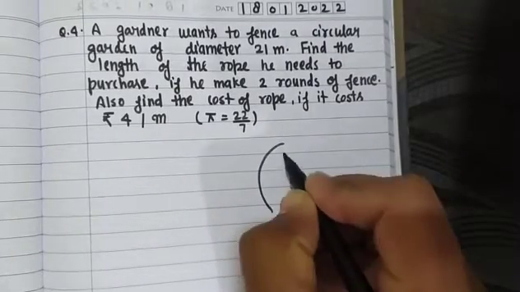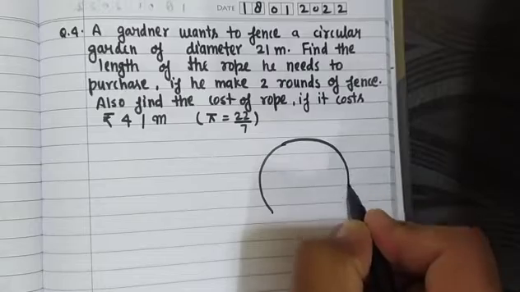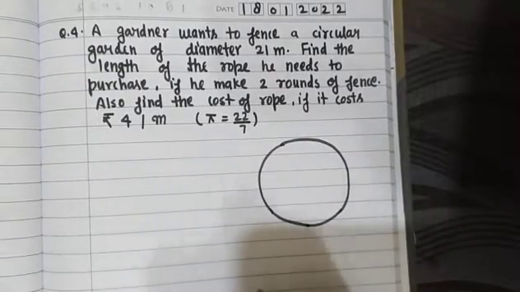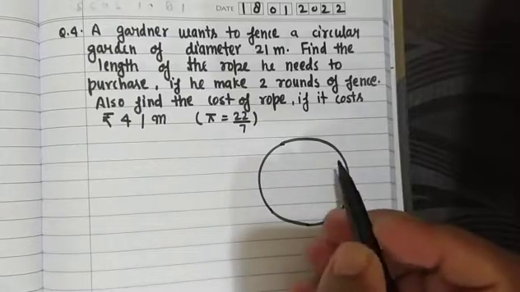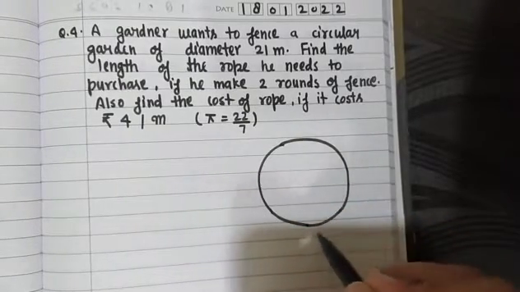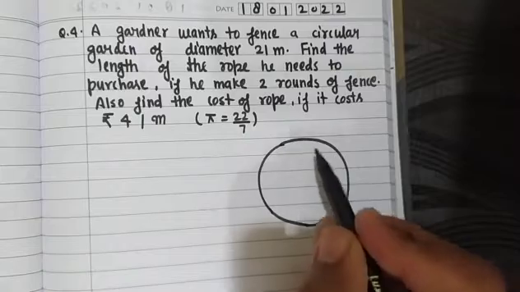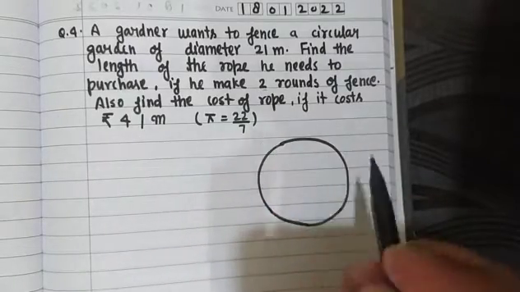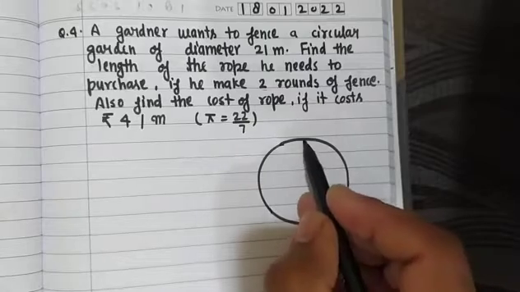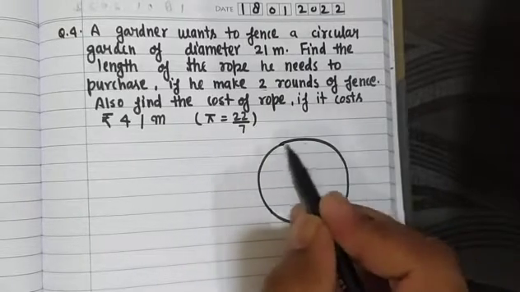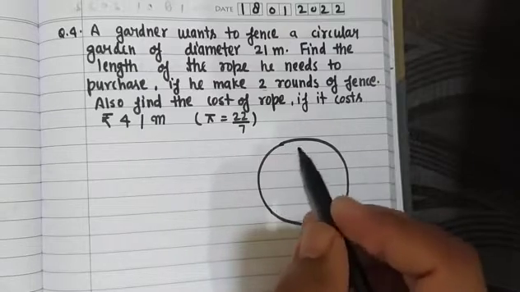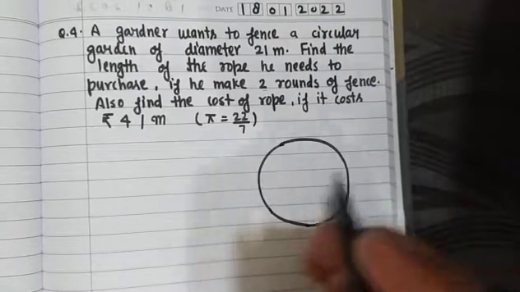So let us consider this is a circular garden and the gardener wants to make a boundary over its circumference by using a rope, and there are 2 rounds of the rope. So for 1 round it will be the circumference of the circular garden, and for 2 rounds it will be 2 times of the circumference.